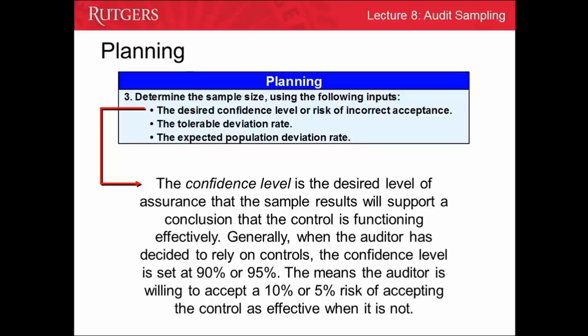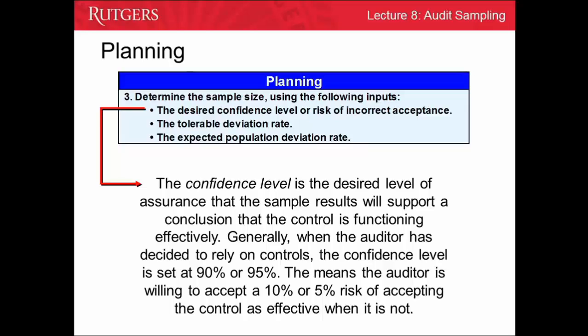Generally, when the auditor has decided to rely on controls, the confidence level is set at 90 to 95%, meaning that the auditor is willing to accept a 10 or 5% risk of accepting the control as effective when in fact it is not.